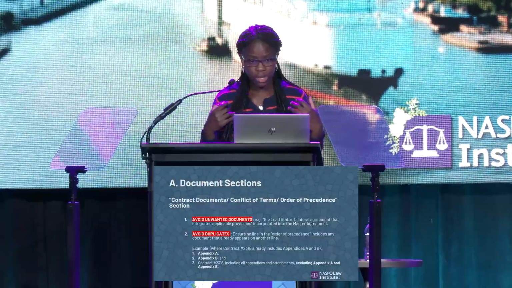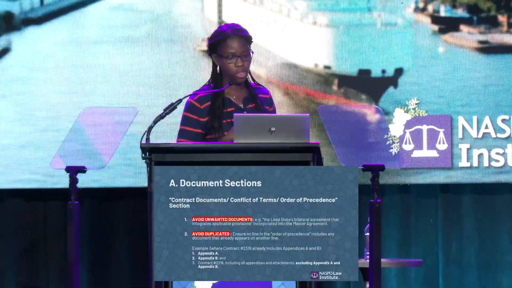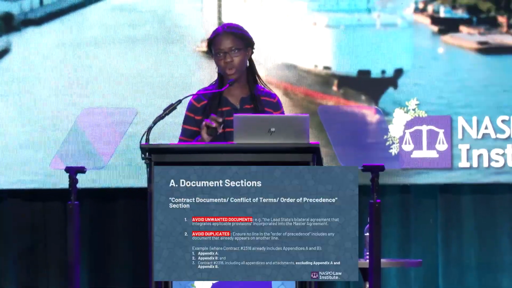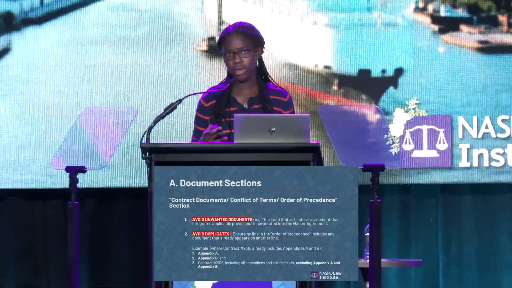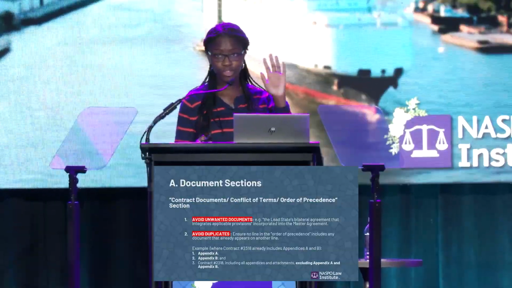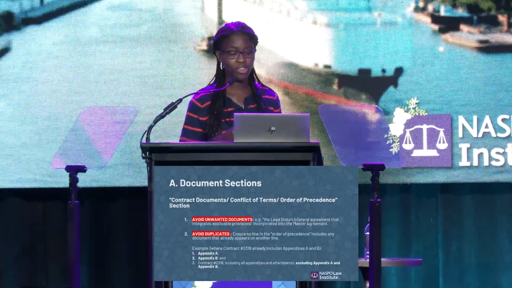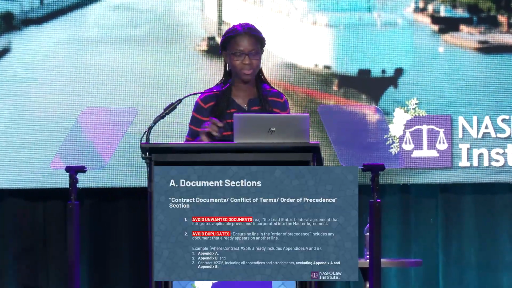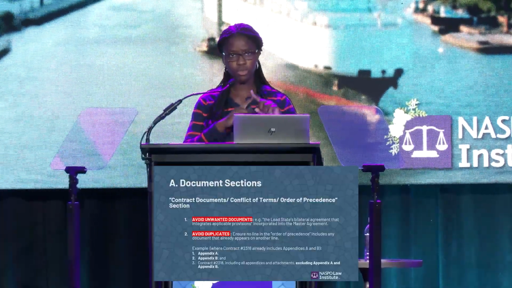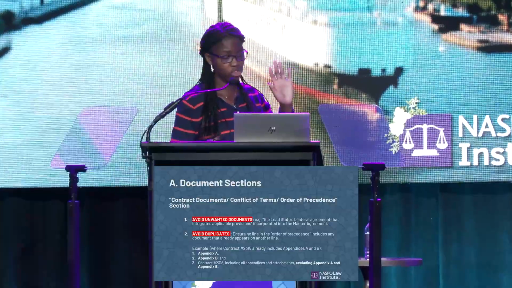So the first document section I'd like to talk about is the contract document section. For this section, the main thing you want to do is to avoid unwanted documents, kind of avoiding unwanted passengers in your vehicle. And going with a driving theme, if you see red, it means don't do it. If you see yellow, caution. If you see green, go, go, go. So avoid unwanted documents. In this section, you want the 4 corners of your document, and only the documents you want in there should appear here.